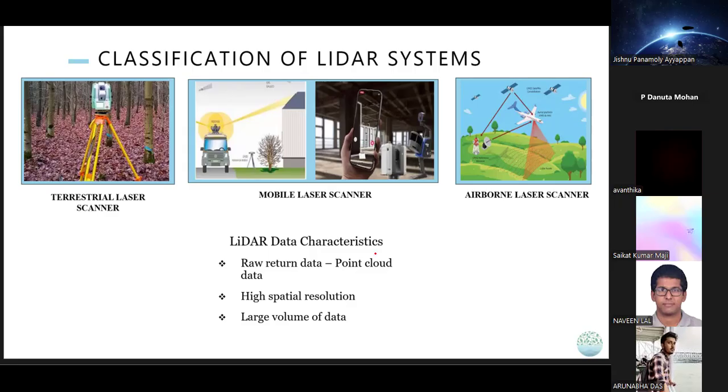The LiDAR data characteristics are that the raw data will be in point cloud format. The file format of point cloud data will be .las or .laz. The .laz format is a compressed version of the .las format. The original version of the point cloud is .las, and it is very high spatial resolution data that we generate using LiDAR scanners. Another advantage is that the data has large volumes. The point cloud data will be millions of points more than the point cloud data that we generate using photogrammetric drones.